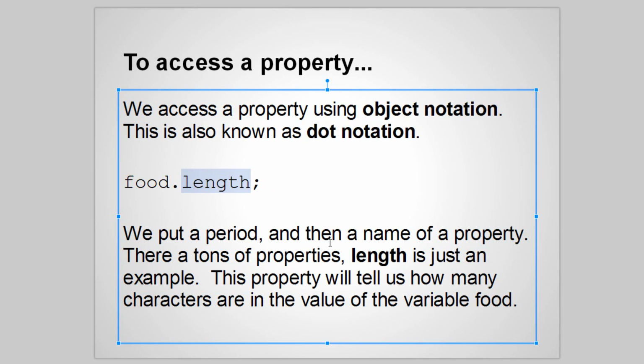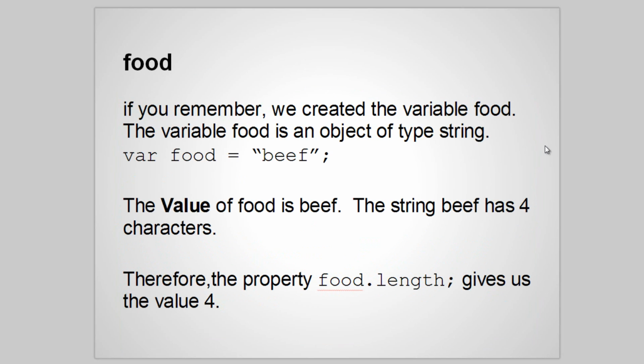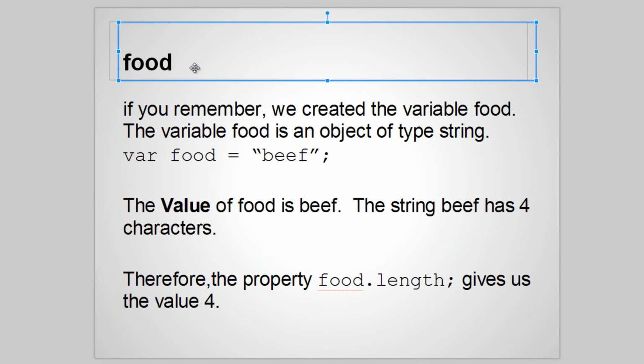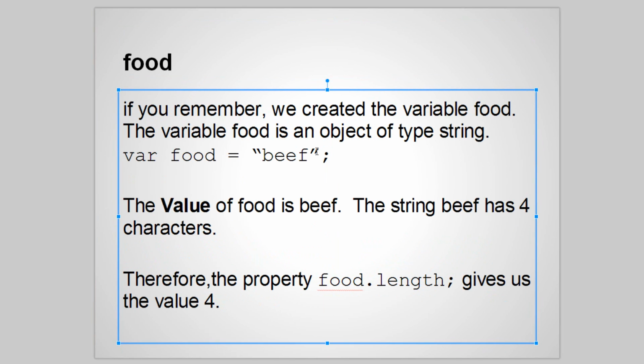This property will tell us how many characters are in the value of the variable food. So let's look. Food, this is our variable name, and it has a value, beef. The string beef. Well, each one of these is a character. So we have 4 characters. The value of food is beef. The string beef has 4 characters.